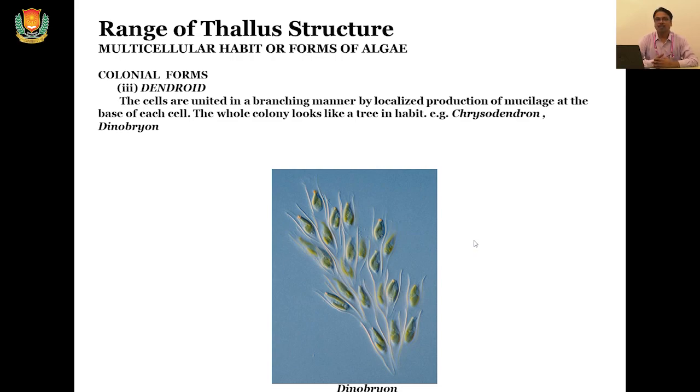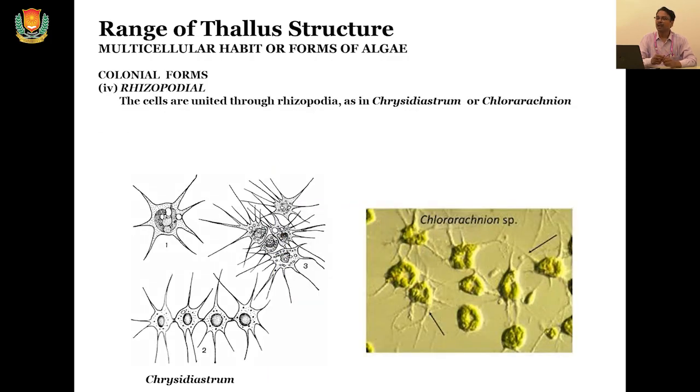And then the third colonial form, that is dendroid. In the dendroid form, it appears that this is a branching tree habit. Cells are united in a branching manner by localized production of mucilage at the base of each cell. Here localized production of mucilage, here localized production of mucilage, and so on. Because of this localized production and its ray-like structure, when you see the colony, it appears to have a branching tree-like habit. So the whole colony looks like a tree in habit. Examples are Chrysodendron or Dinobryon. These two are examples, and other examples are also there. Here I am showing you Dinobryon.